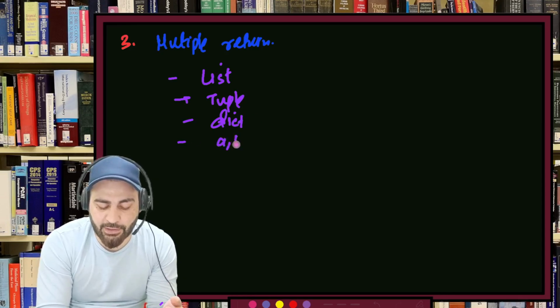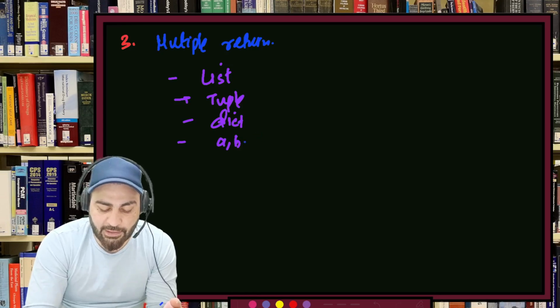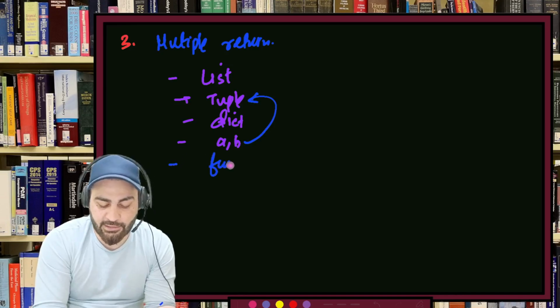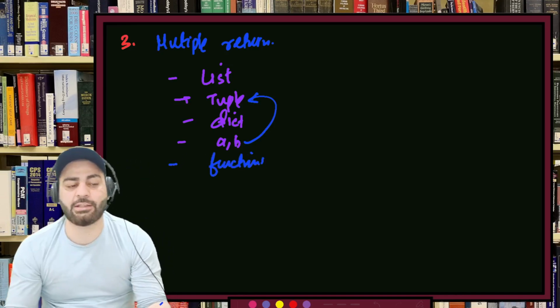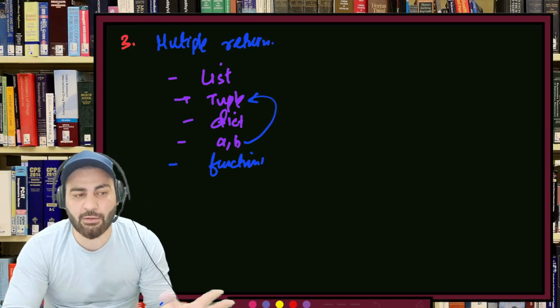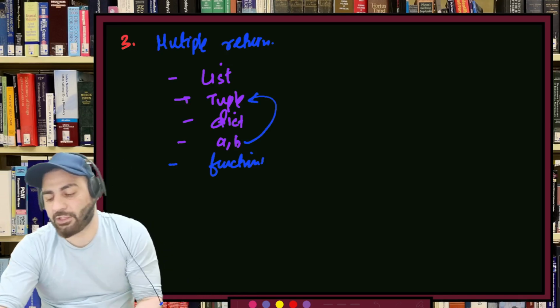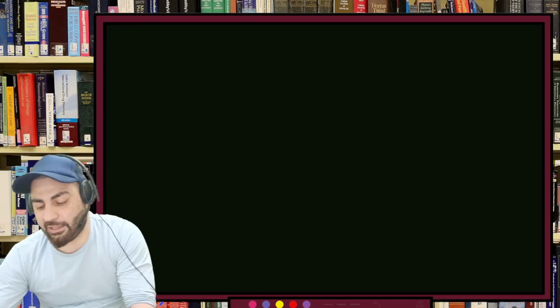Let's suppose a comma b. But all in all, what will happen inside? It will be converted into a tuple. You can also return functions. So that is what you can do with the return statement, you can also do multiple returns. Let's see how to do this multiple return in the code so that it becomes clear.